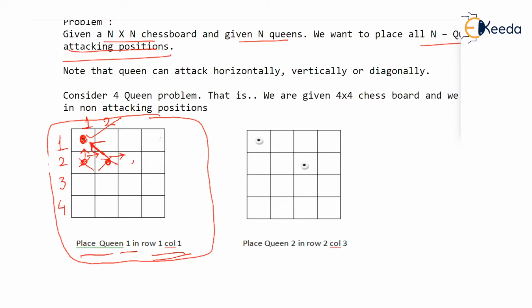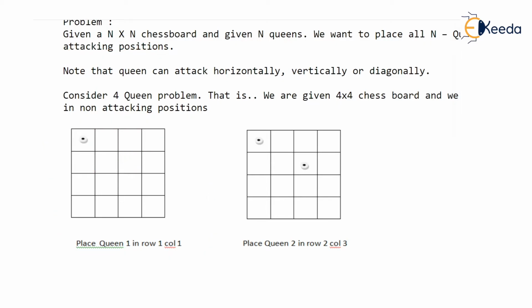Let's go further and try to place the second queen in the third column, and this is much better because this queen doesn't attack any queen previously placed vertically, and horizontal attack is impossible because we are not going to place any other queen in the same row. And obviously the diagonal attack, you can see it is not attacking any queen diagonally either. So after placing the first queen, we are successful in placing the second queen. You observe, second queen has been placed in row 2, column 3. So far so good.